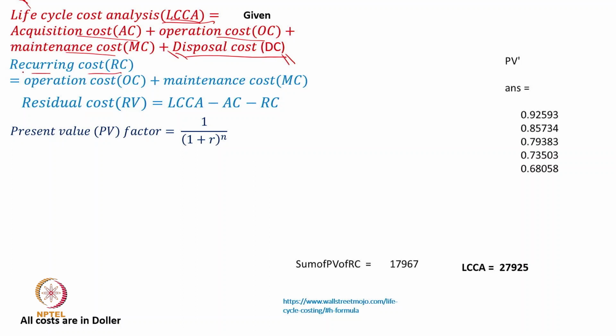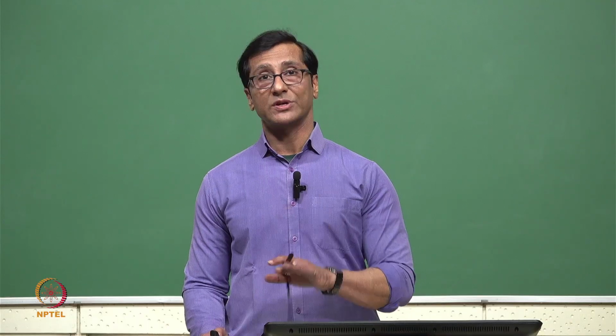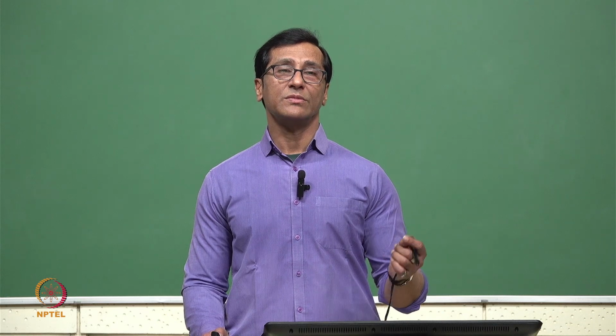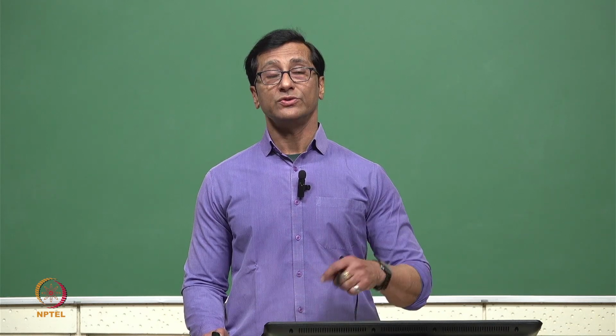Now coming to recurring cost, often recurring cost is known as the operating cost and maintenance cost, and the residual cost or disposal cost can be shown very clearly: LCCA minus AC minus RC. The present value factor that we learned in the previous slide will be the same here, because we need to convert everything to the present time. It cannot be that after 5 years there is some value; we need to convert that value to the present so that we can compare easily.